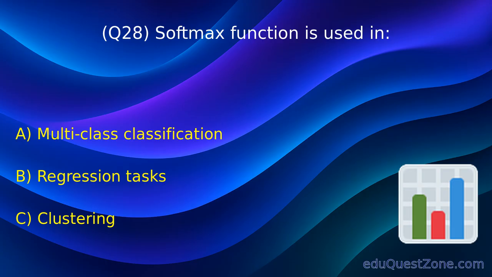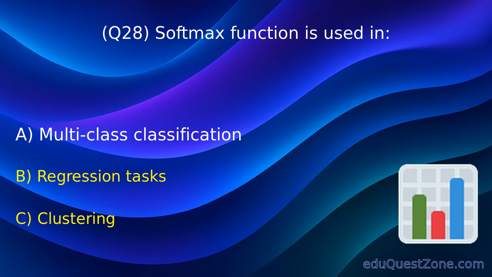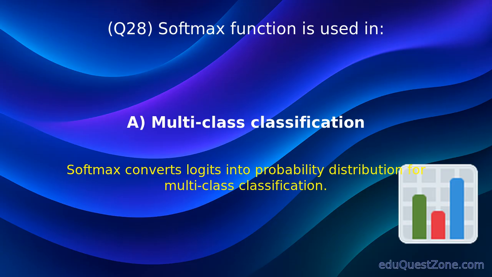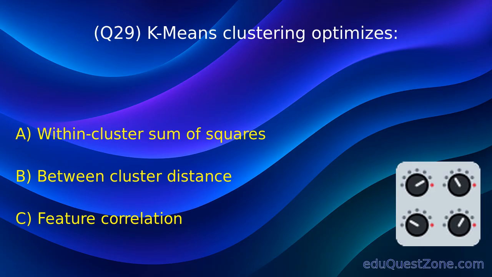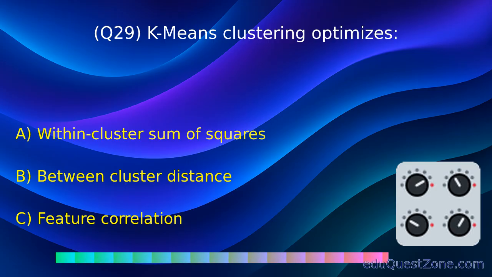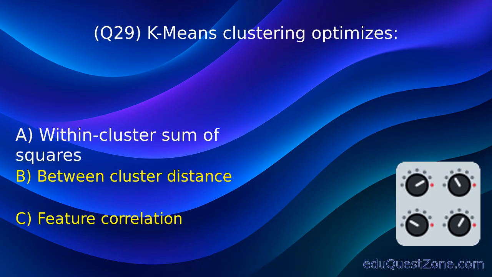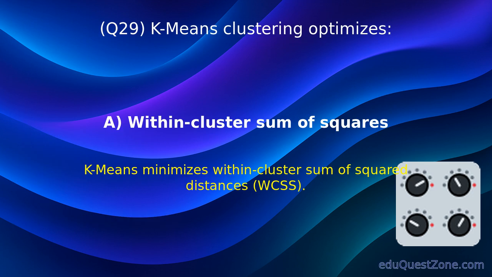Question 28. Softmax function is used in. Option A. Multi-class classification. Softmax is used for multi-class classification to get probabilities. Question 29. K-means clustering optimizes. Option A. Within cluster sum of squares. K-means minimizes the sum of squared distances within clusters.